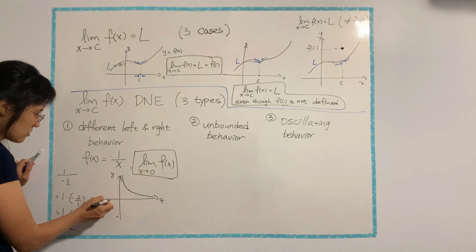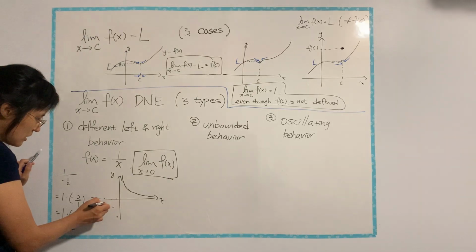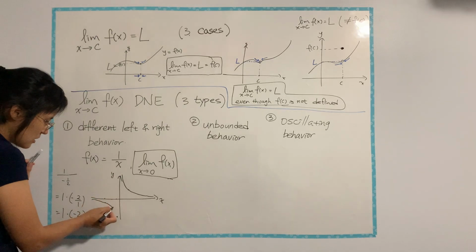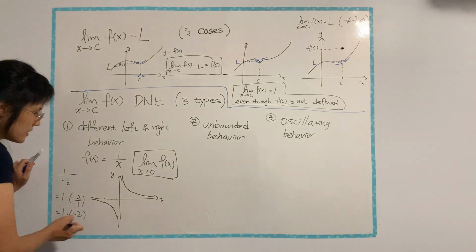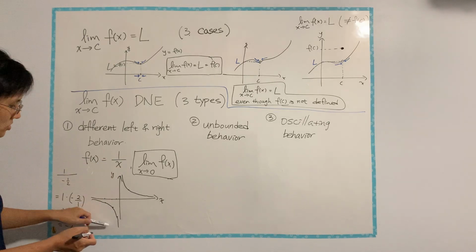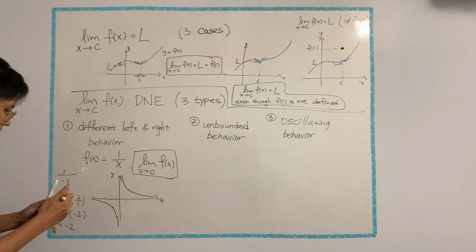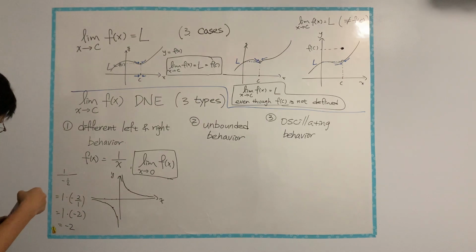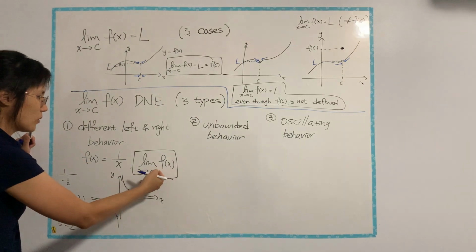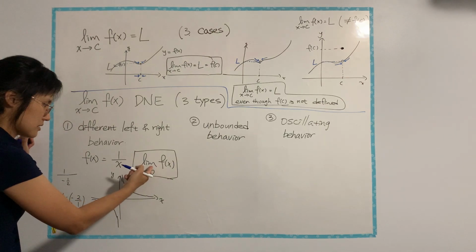So where is 2? It's here. Okay, so -1/2. Putting this together, on the left hand side of x equal to 0, the graph looks like that. Alright, so now we have the graph, and we're looking at this limit.